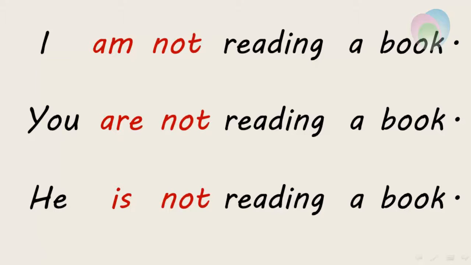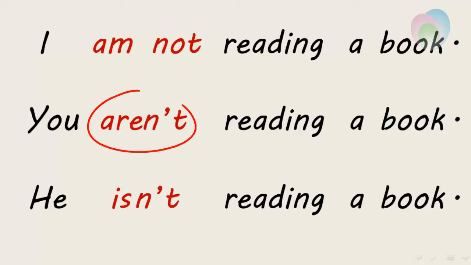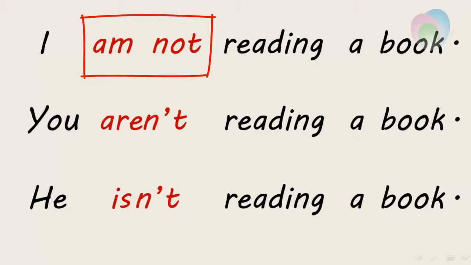You are not reading a book. He is not reading a book. The short form of the auxiliary may also be used. Aren't. You aren't reading a book. Isn't. He isn't reading a book. Notice that am not does not have a short form.